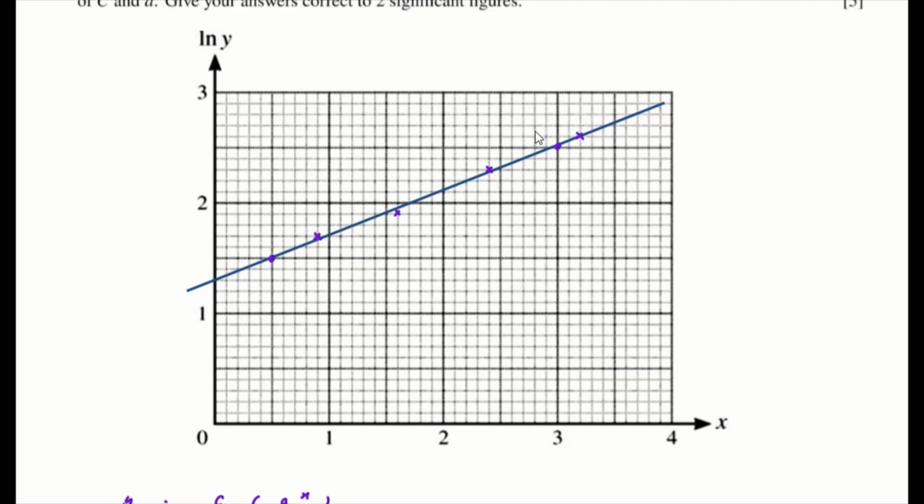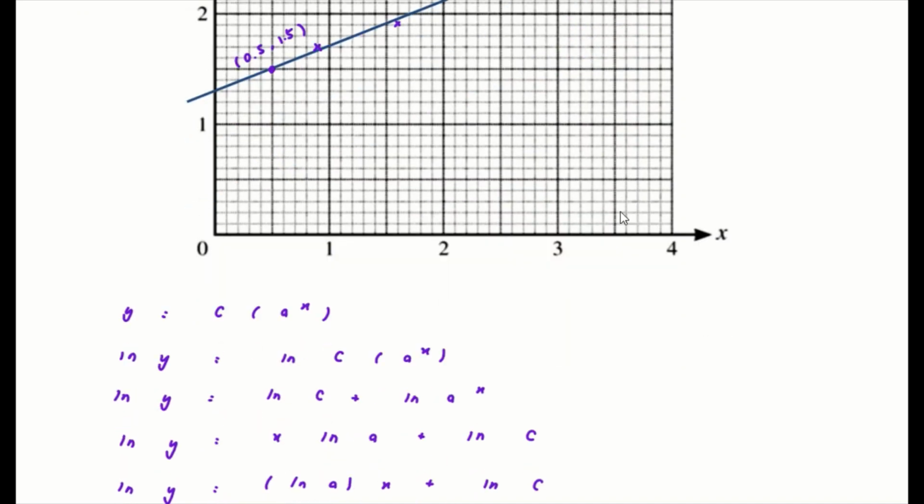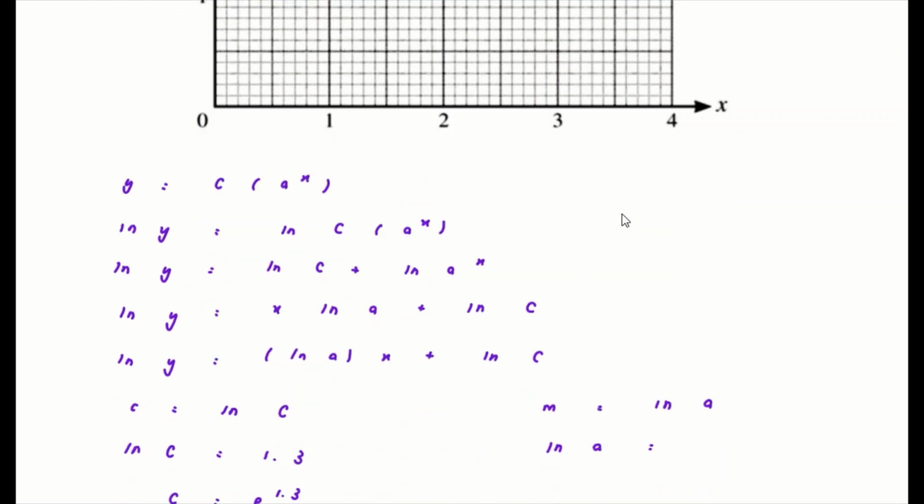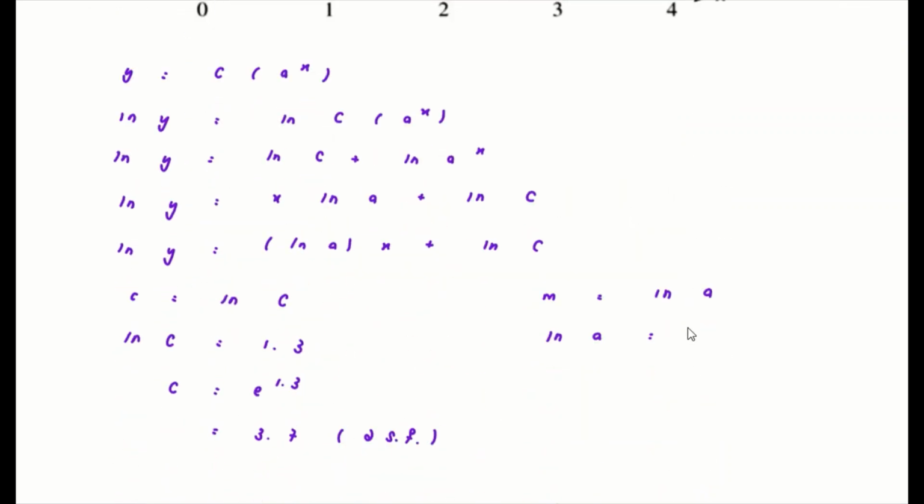Oh yeah, it'll be good that you draw a triangle. Do not plot like what I did here, because I can't use a ruler to draw the line, so it'll be a bit difficult. So what I did is just like this. In this case, I will have 0.5 and 1.5. For this one, I have 3 and 2.5. Okay, so let's find out the gradient. So 2.5 minus 1.5.